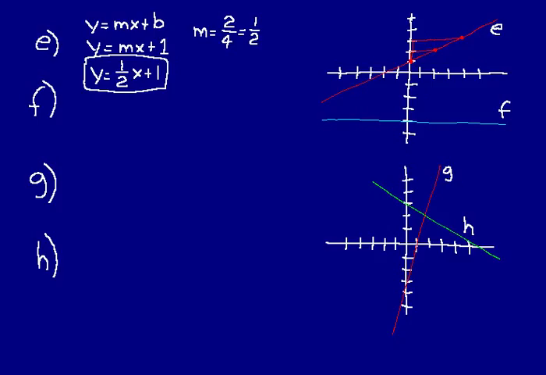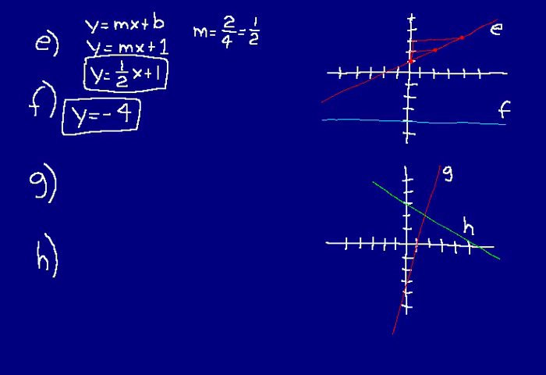Now look at f. That's just a horizontal line through the y-axis at -4. So if you remember how to do equations of vertical and horizontal lines, you just say whatever they're equal to, whatever they cross the axis at, that's the equation, y equals -4. And so that's all you do for f.